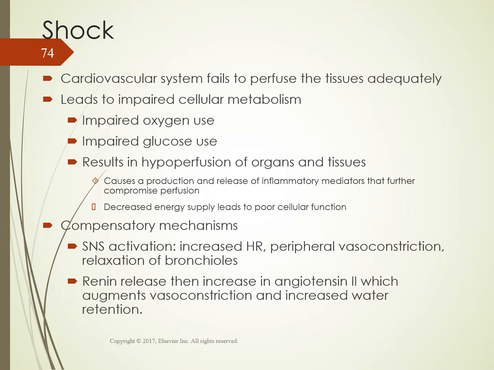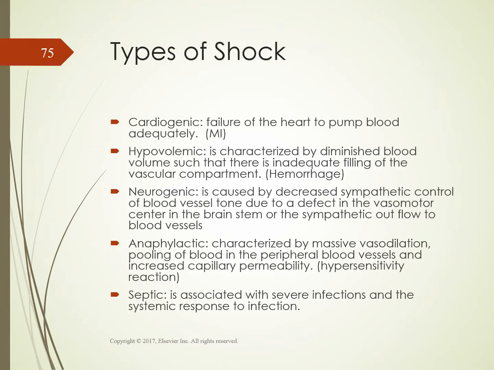Its compensatory mechanisms include CNS activation, increased heart rate, peripheral vasoconstriction, and relaxation of the bronchioles. Then renin is released, and the increase in angiotensin II augments vasoconstriction and increases water retention. Manifestations vary based on the stage, but often include hypotension, tachycardia, and increased respiratory rate. Types of shock: there's cardiogenic, which is failure of the heart to pump blood adequately. That's usually due to an MI.